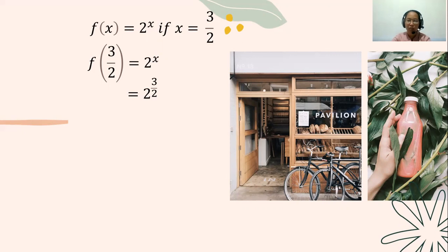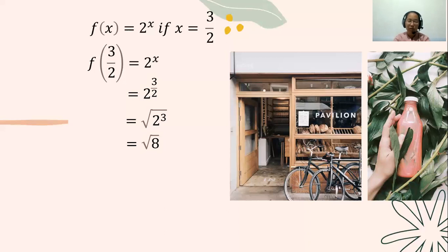Any expression with a fractional exponent can be written as a radical expression. So how do we do that? The numerator becomes the exponent of the base, and the denominator becomes the index of the radical expression. Thus, rewriting that as a radical expression, we have the square root of 2 raised to the third power. And what's the value of 2 raised to the third power? Yes, you're correct. It becomes the square root of 8.